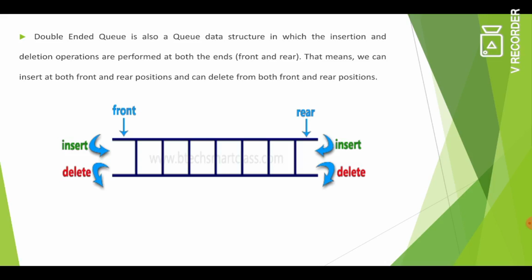Whereas in a normal queue, the insertion takes place at the rear end and deletion takes place at the front end. But in a double-ended queue, it is not a restriction. You can perform the insertion at both the ends. Similarly, you can perform the deletion operation at both the ends.